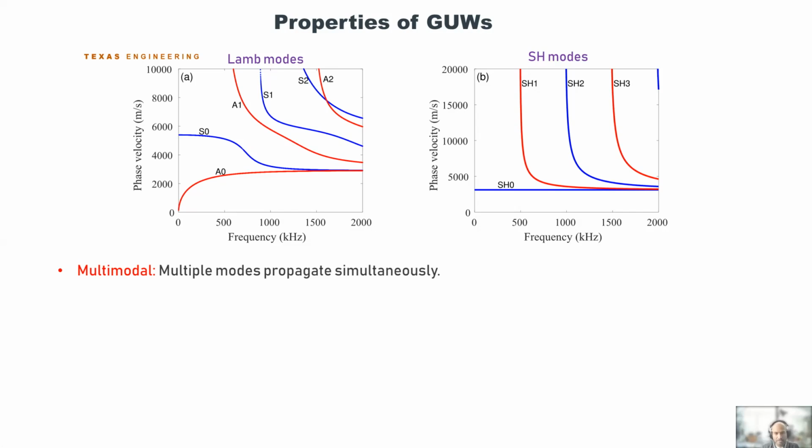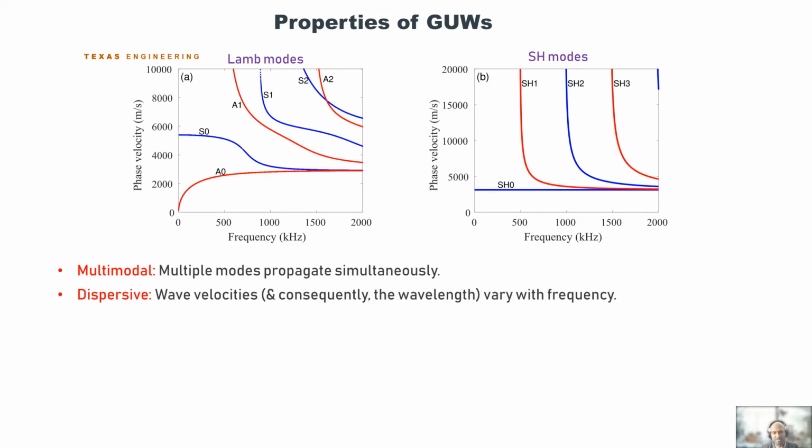And the other property of these guided waves is that they are dispersive. That is, you can see here the velocity of the modes changes with frequency. So suppose the rearing happens at 500 kilohertz, and then there is a small variation in the way in which the animal rears, and that variation is at 560 kilohertz, and what you see is the velocity is different.